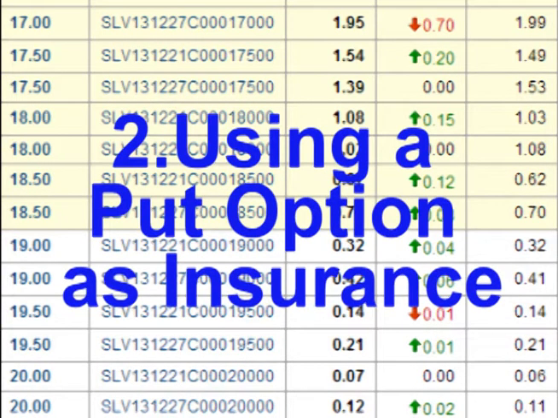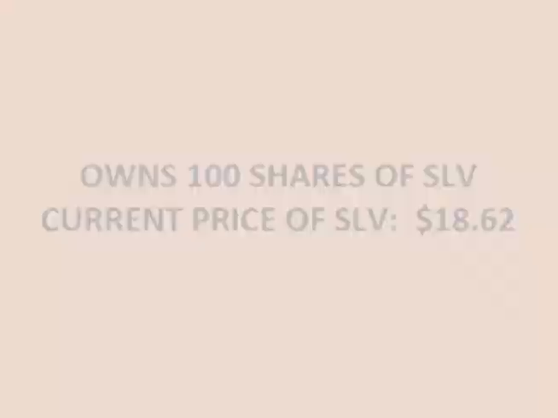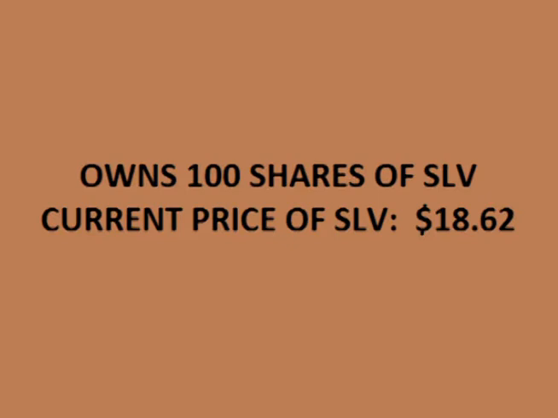And welcome. In this video, we will look at one example of how put options are used as insurance to protect against loss in markets. Let's say a trader owns 100 shares of a stock or ETF. For this example, I will use SLV, the silver ETF. At the time of making this video, SLV has a current price of $18.62 per share.